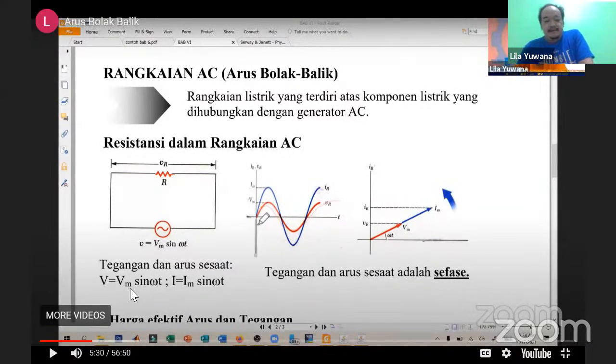Now we continue. So we now have the graphic about the current and voltage when the circuit just contains a resistor, and the voltage and the current are in the same phase. In other words, voltage and current have the same phase.